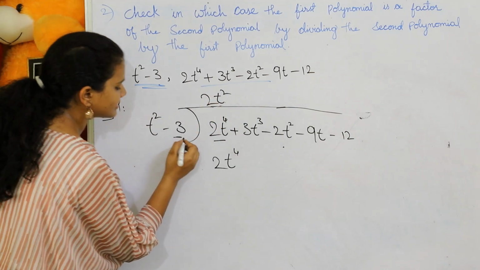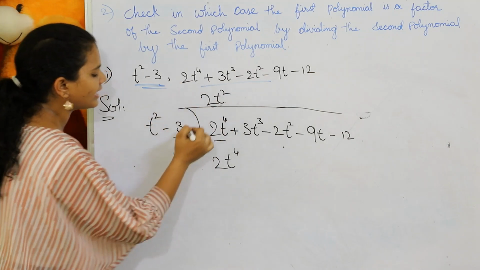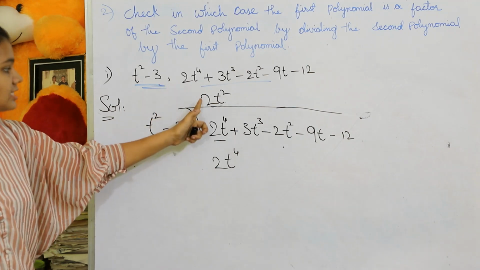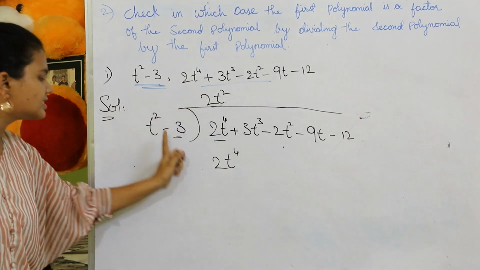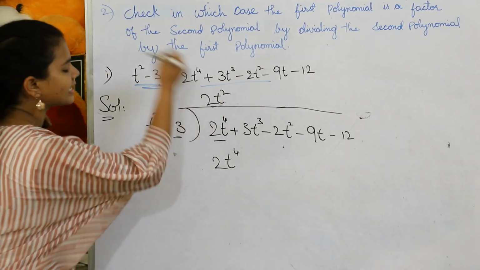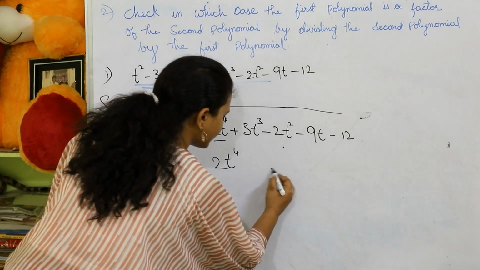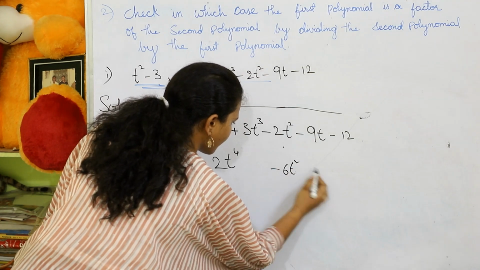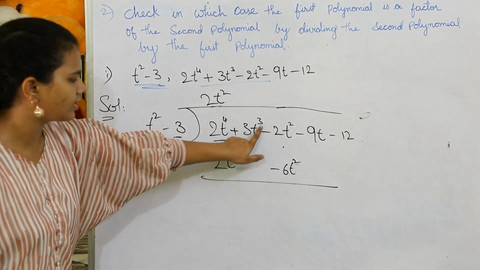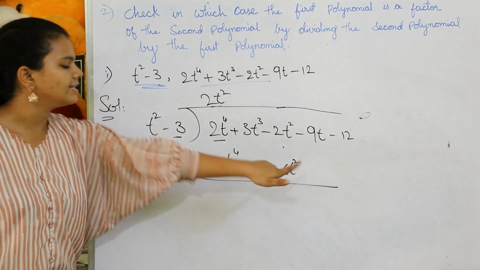Here you have minus 3, the second term in this polynomial. So 2t square into minus 3: 2 threes are 6, plus into minus gives minus 6, so minus 6t square. Let me write t square minus 6t square, because I am writing in the square column. This is the cube, so I am not going to write in this column. I am going to write in the square column, so here I got minus 6t square.